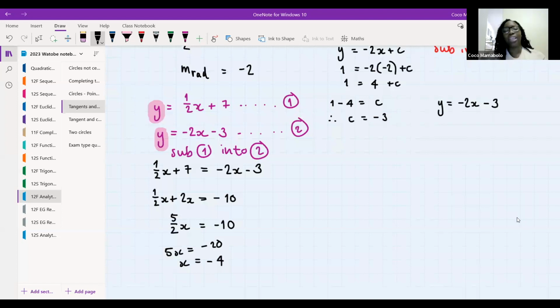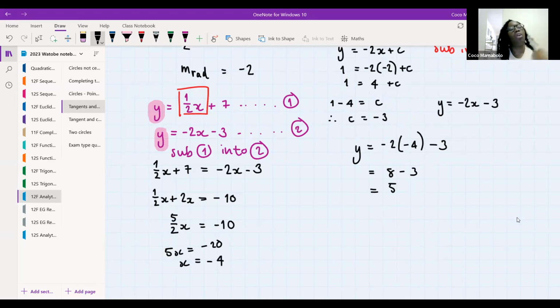So I can use any of the 2 equations that I got. I personally think fractions suck, so I'm not going to use the one with fractions in it. I'd rather work with a negative than a fraction. But whatever floats your boat, guys, if you feel like you want to use the fraction, go for it. Me, on the other hand, I'm using the other one. y is equal to negative 2 times negative 4 minus 3, which is equal to 8 minus 3, which is indeed 5. All right, so my coordinates for P are negative 4 and 5.